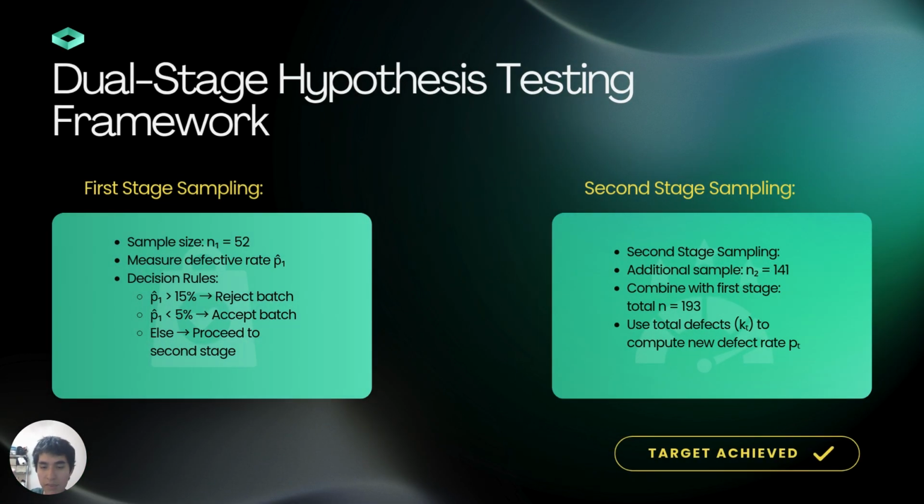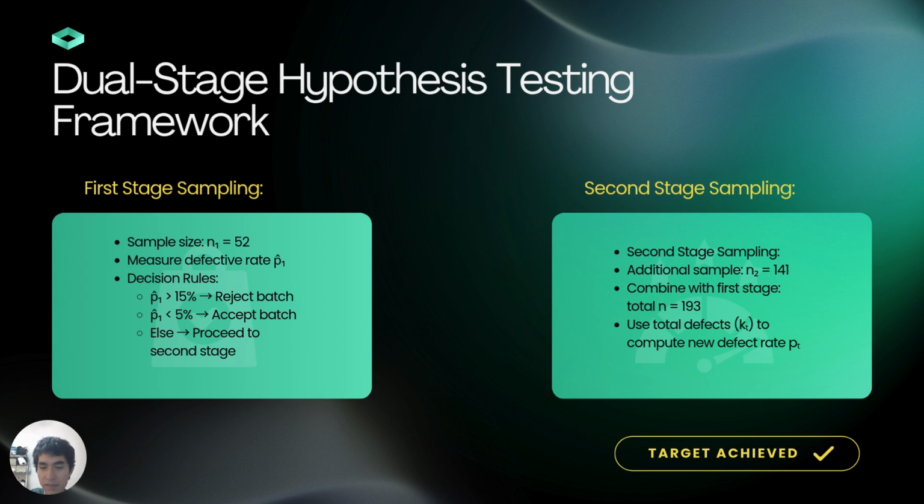Let's break down how this system works. It begins with a first stage sample of 52 items. If more than 15% of them are defective, the entire batch is rejected. If fewer than 5% are defective, the batch is accepted. These are clear cutoffs, but if the defect rate falls between 5% and 15%, the system recognizes that more data is needed. That's when a second stage sample of 141 additional items is collected. The results of both stages are combined, giving a total sample size of 193, and a final decision is made using a C-test.